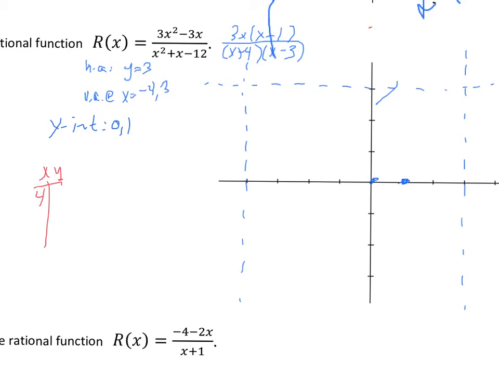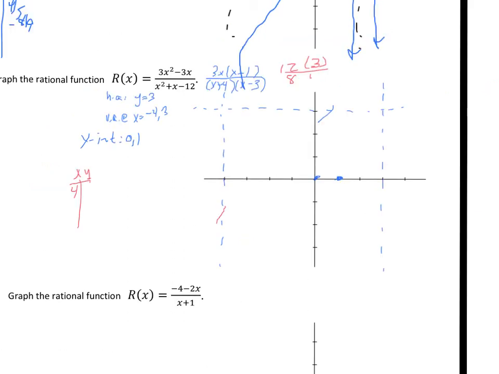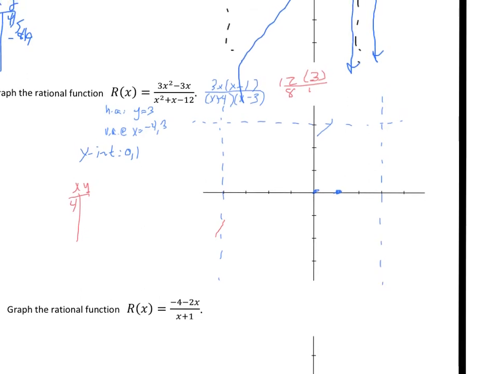Okay, 3 times 4 is 12. 4 minus 1 is 3. 4 plus 4 is 8. 4 minus 3 is 1. So we get 24 over 8, no, 36 over 8, okay, so that's bigger than 4. And the horizontal's at 3. So we are up here somewhere. Okay, so this one's going to look like this.